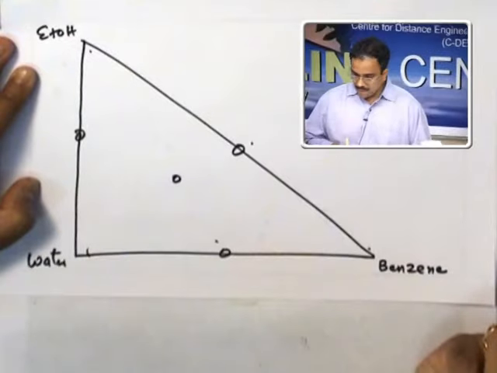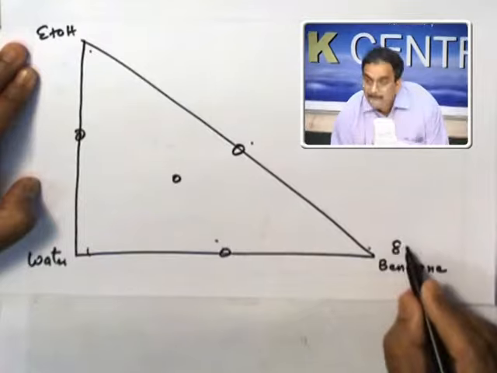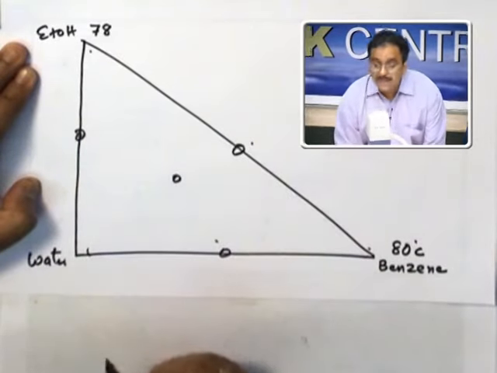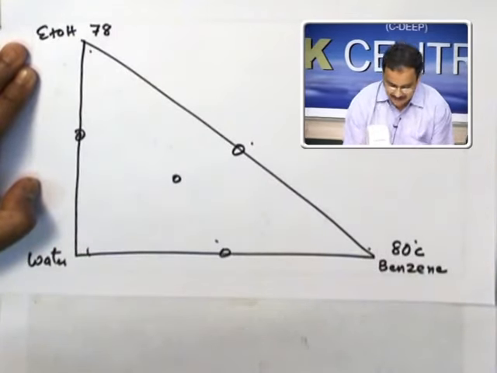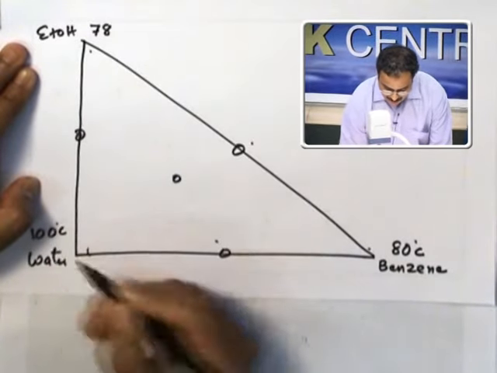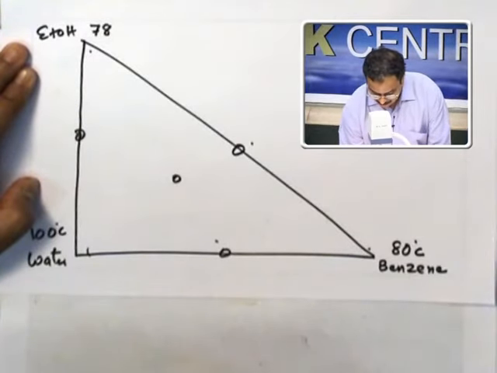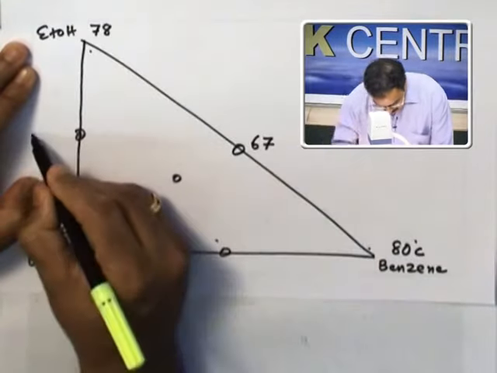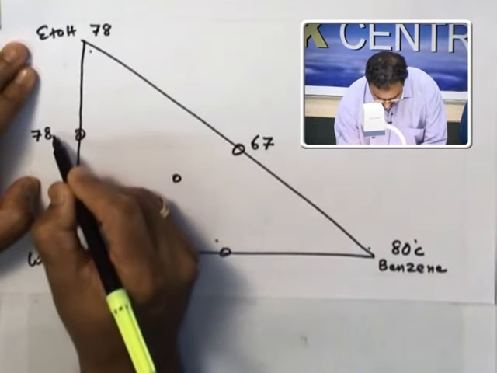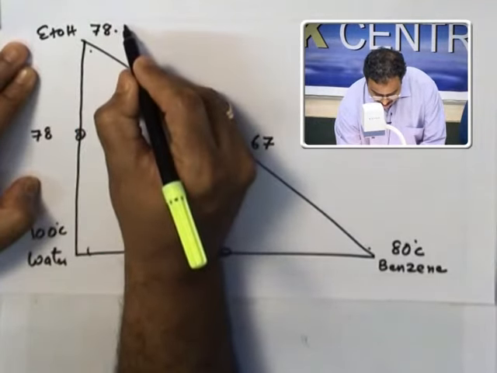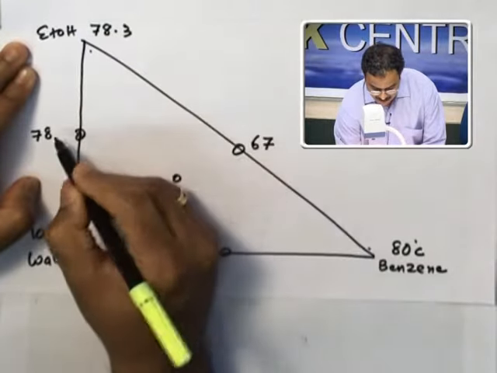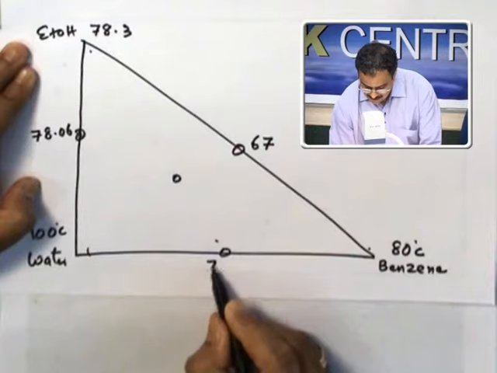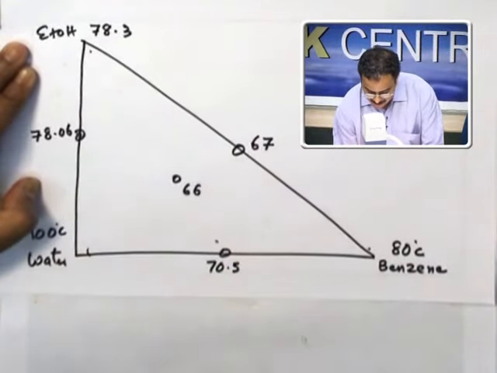Let us write down the boiling points. Benzene 80, alcohol 78. I am just changing my convention now, because normally I write the most volatile component here, but it does not matter. Water 100. Now these azeotropes: alcohol-benzene 67, water-alcohol 78 point something, which should be less than pure alcohol at 78.3, so 78.06, very close. Then water-benzene 70.50, and the ternary 66.